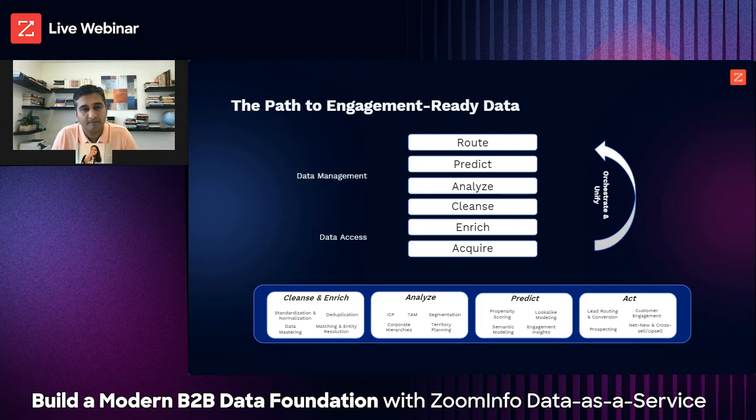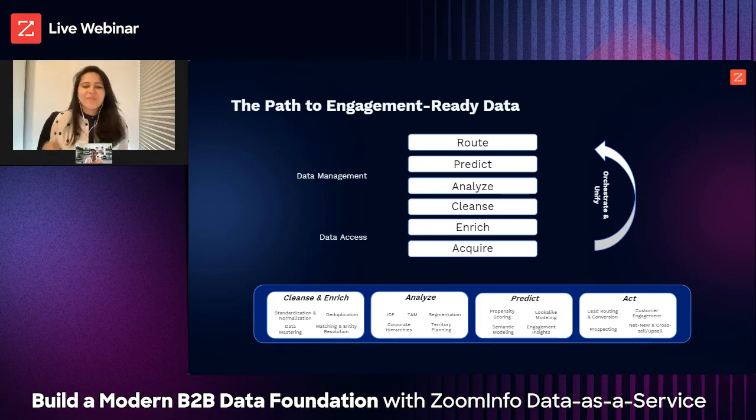I realize I should have brought the arrow back down, but definitely very helpful in really thinking through the steps and the processes that need to happen. And it sounds like to me, you could sort of club this into two layers, right? Really data access on one side and data management on the other side.